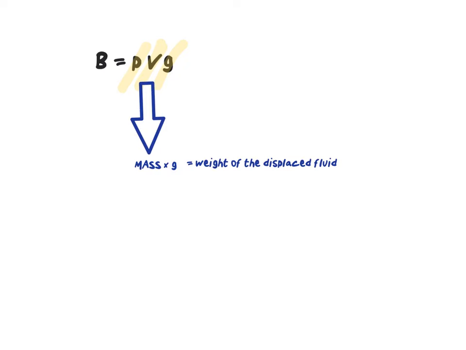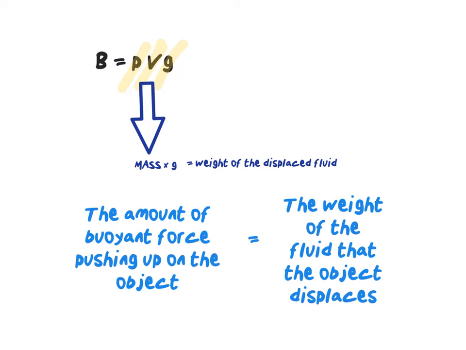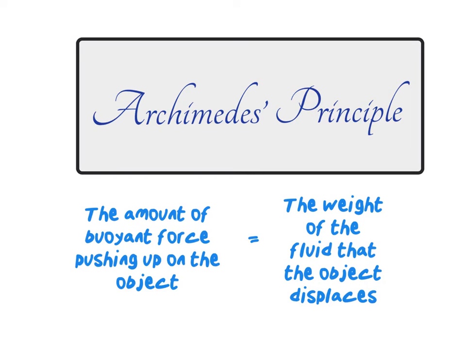This is very interesting. The amount of buoyant force pushing up on the object is equal to the weight of the fluid that the object displaces. This is known as Archimedes' principle. You may have heard it before.